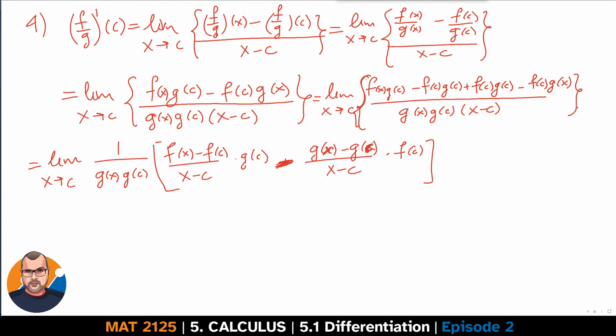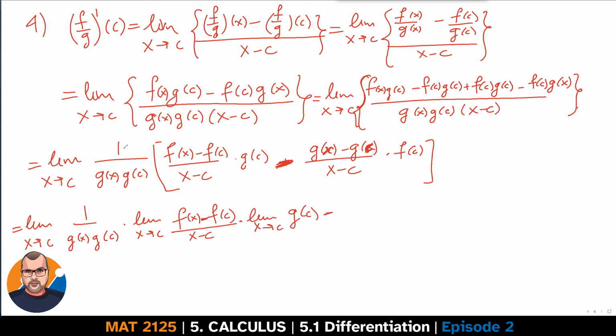So now, assuming that every single one of these limits exists, this would be the same as the limit when x goes to c of 1 over g at x, g at c, times the limit when x goes to c of f at x minus f at c over x minus c, times the limit when x goes to c of g at c, minus the limit when x goes to c of the common term here, 1 over g at x times 1 over g at c, times the limit when x goes to c of g at x minus g at c divided by x minus c, times the limit when x goes to c of f at c.